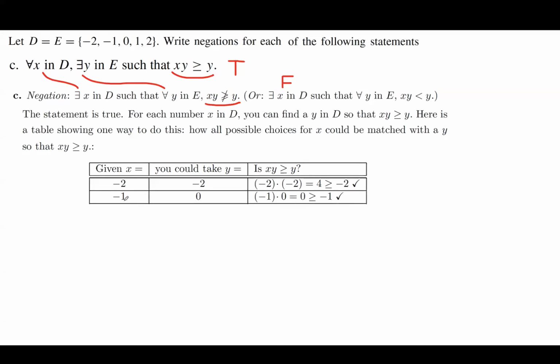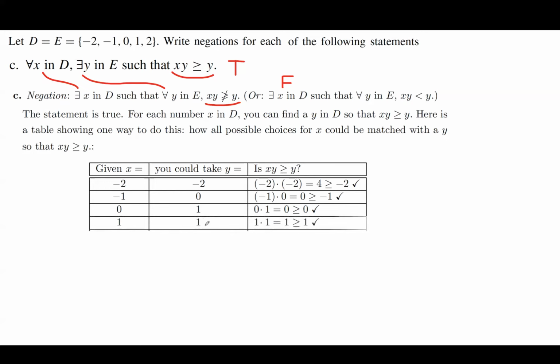If x is equal to -1, you could take y to be 0. 0 is more than or equal to -1, which is true, making xy ≥ y a true statement. If you take x as 0, y as 0, then 0 is more than or equal to 0. The next option for x is 1. y can be 1, and 1 is more than or equal to 1. And finally, if x is equal to 2, your y can be 2. 2 times 2, which is 4, is more than or equal to 2.